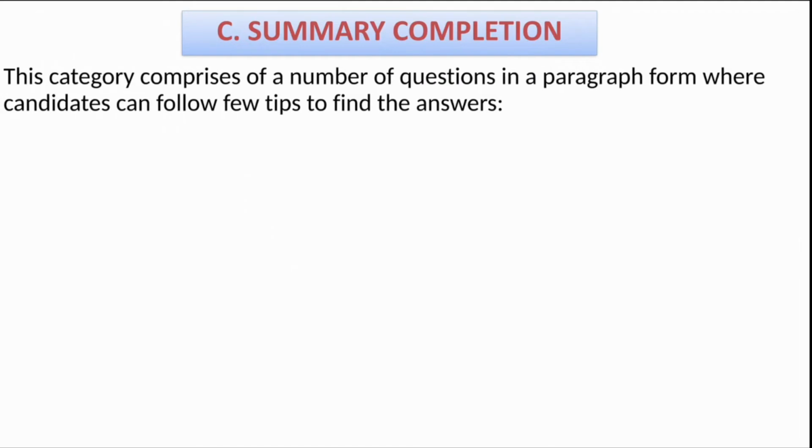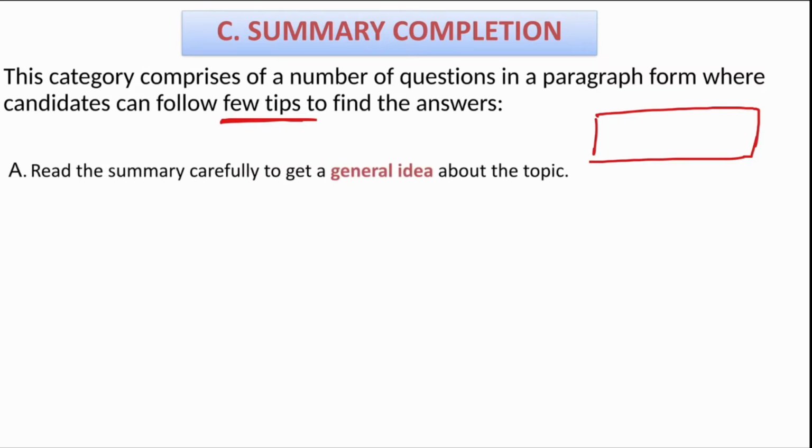Now, next category is our summary completion. This category comprises various questions in a paragraph form where candidates have to follow certain tips to find their answers. You will be given a certain paragraph in a box and you have to complete that summary according to the title given. Now here, you need to follow some tips. And the first tip is you need to read the summary carefully to get a general idea about the topic.